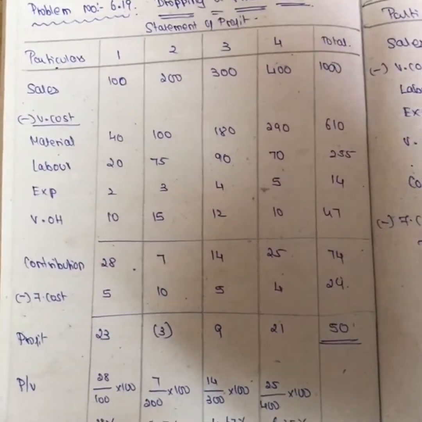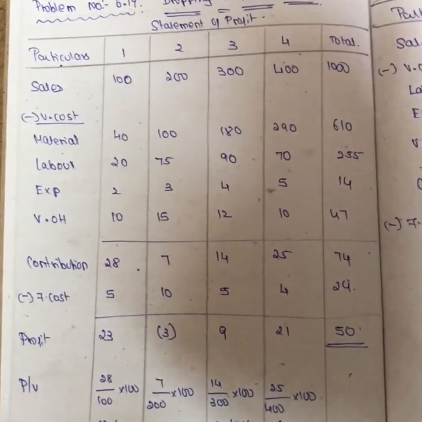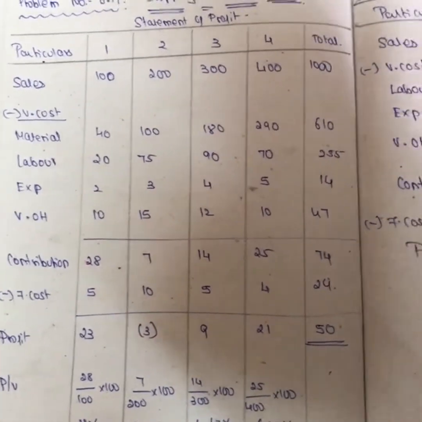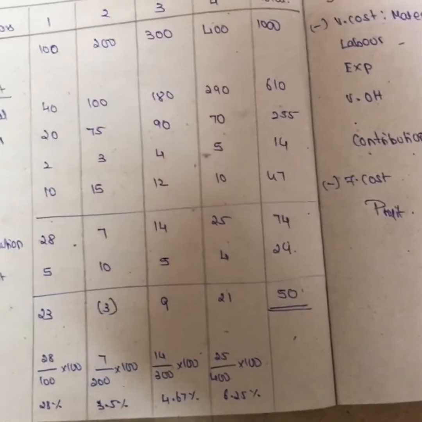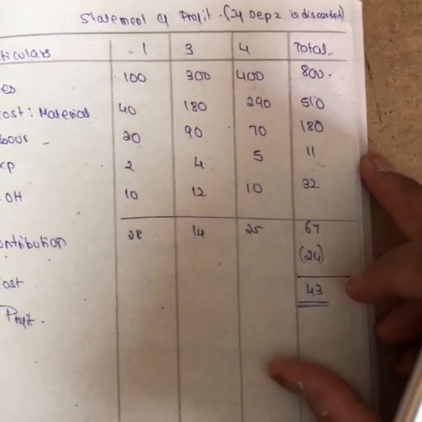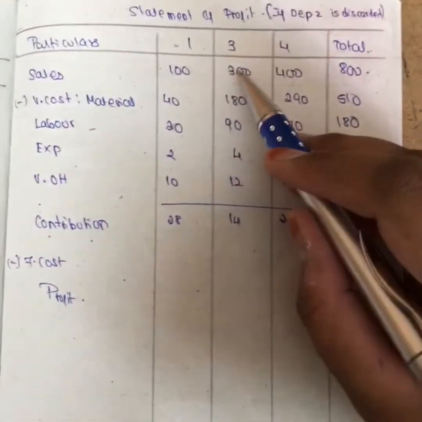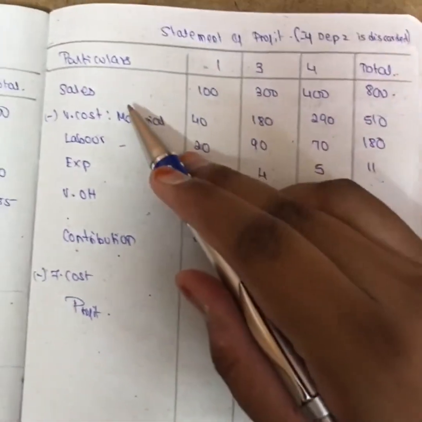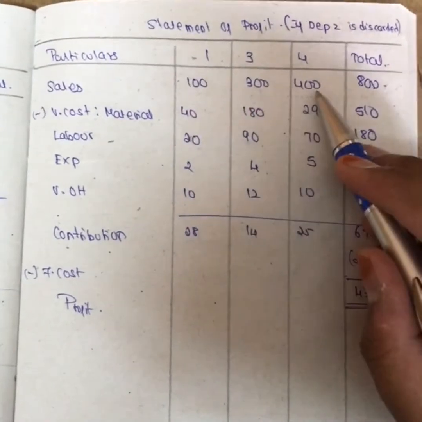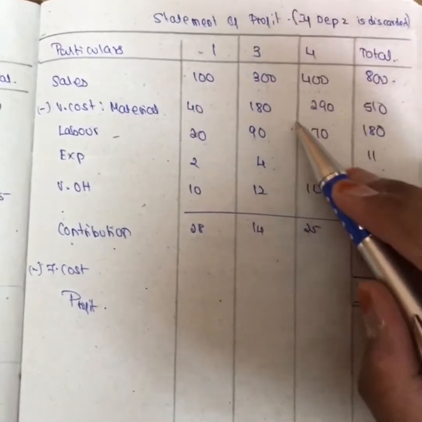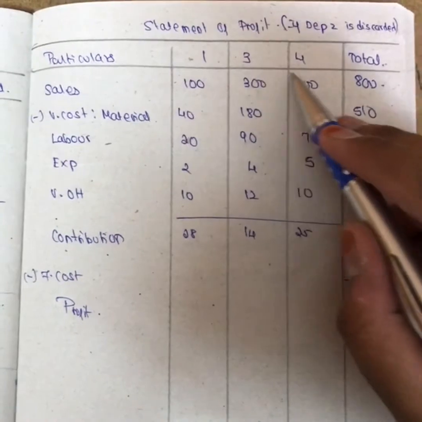Now he's saying that if I discard department 2, whether it is good for the company or bad for the company. This is what the question is, right? Now we will try to eliminate department 2. See, I have done only for 1, 3 and 4. So sales is how much, girls? It is 100, 300, 400, because 2 I have removed. So I'm writing only for department 1, 3 and 4.